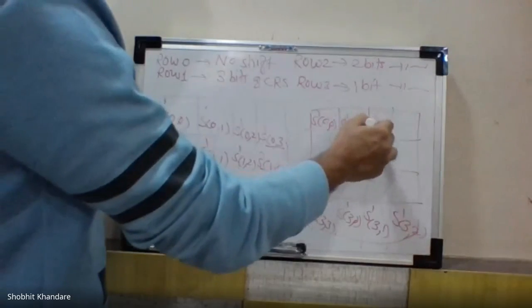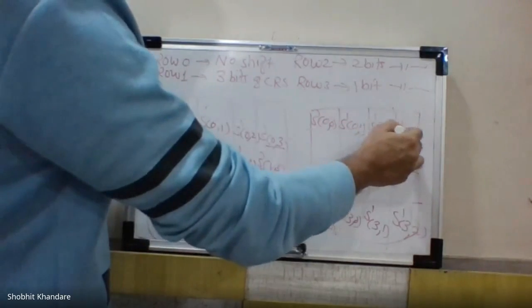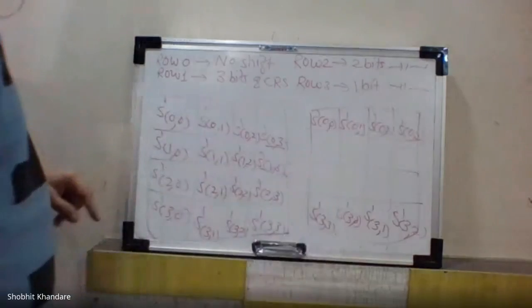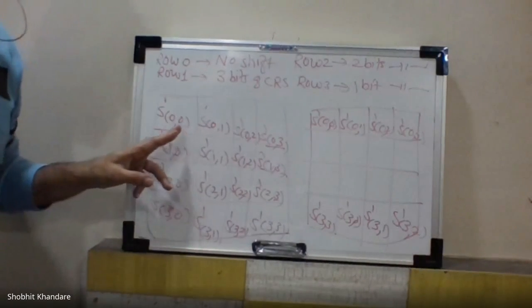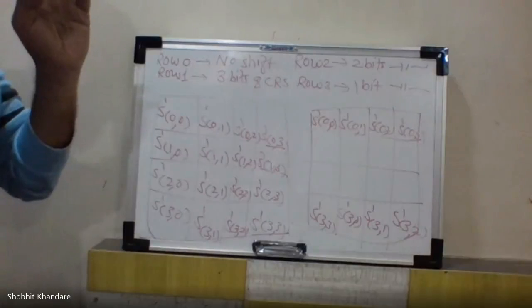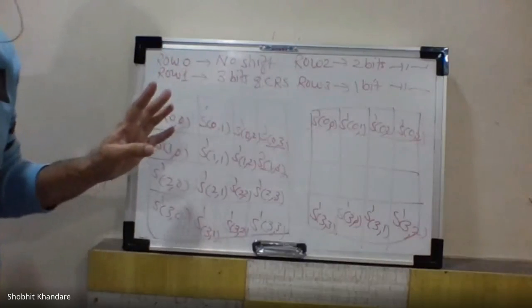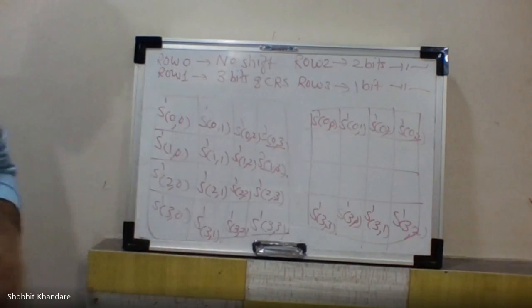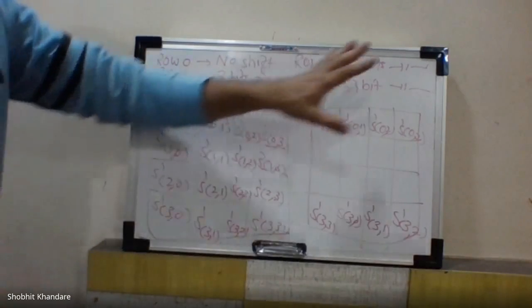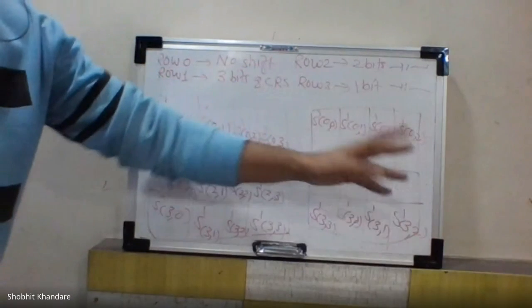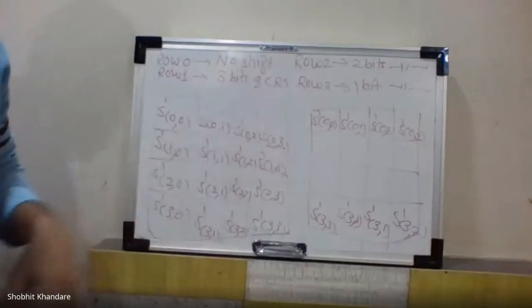So I hope you have understood this, so that we can proceed further. You can complete each and every part. This is called shift row transformation. 128 bits input and 128 bits output of shift row.